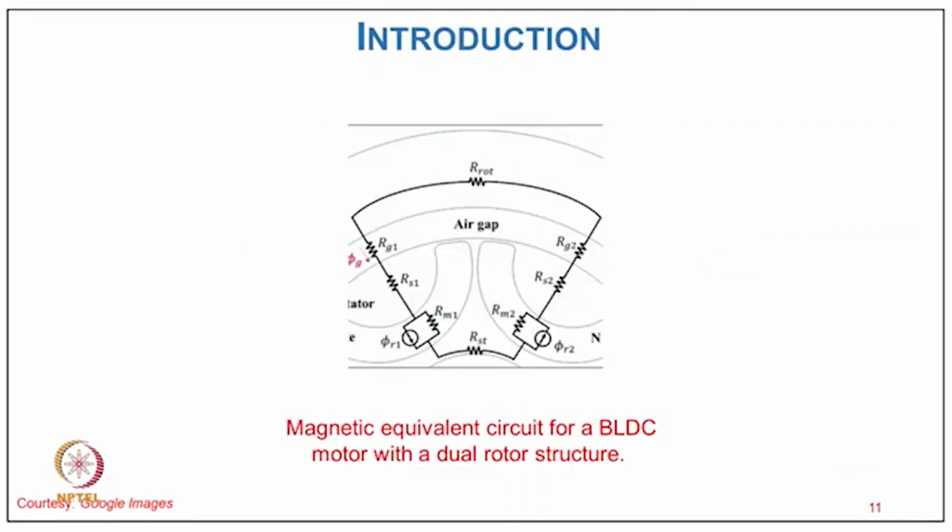Then, this is a magnetic equivalent circuit of a permanent magnet brushless DC motor with a dual rotor structure, where we have an equivalent excitation of the flux produced by the magnets, and then the reluctance paths of different parts: the rotor core, the other parts of the rotor, followed by the air gap, and then the stator. So it gives you a complete magnetic circuit, the path with the excitation and reluctances.